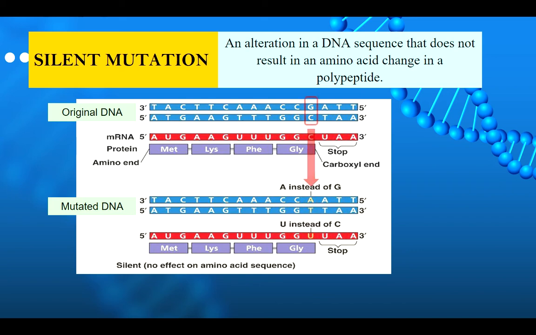For example, guanine base in original DNA is substituted with adenine. This will change the base sequence in mutated DNA. But the amino acid produced is still the same. This shows that base substitution in this case produced the silent mutation.